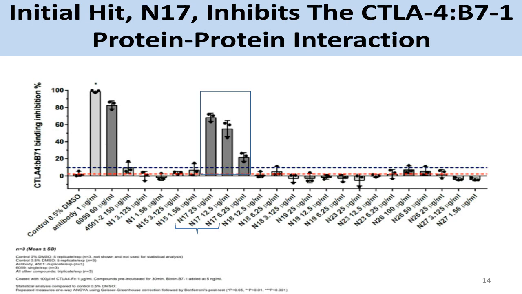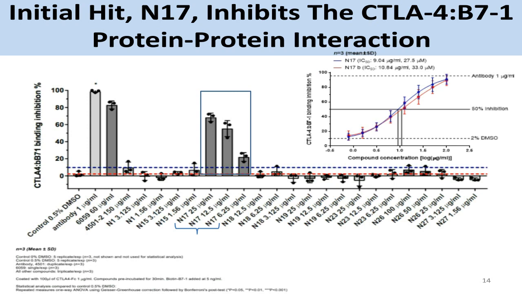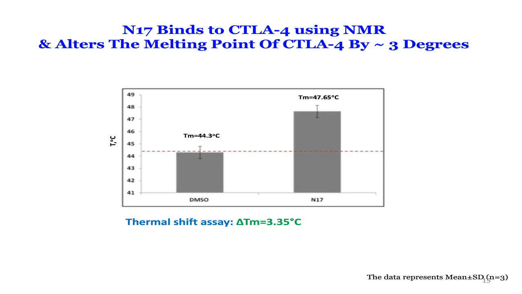It still has a weak affinity. It has an IC50 of around 30 micromolar, which is fairly weak, but you can see it is quite effective at blocking the interaction. Joanne Lemieux has shown that N17 binds to CTLA-4 using NMR, so we have clear evidence that it is targeting CTLA-4. And also, Joanne in her lab has shown that using thermal shift assays, we can see clear evidence for the binding of N17 to CTLA-4. You can see a thermal shift of more than 3 degrees in this particular assay.